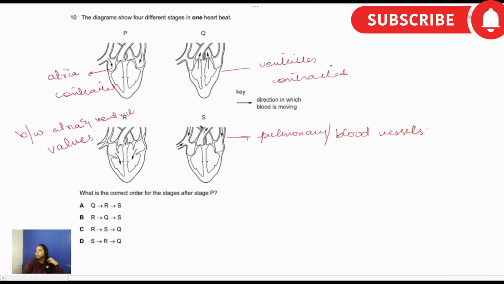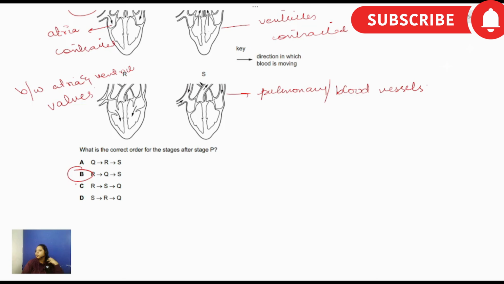So what is the correct order for the stages after stage P? If this is the first phase, what would be the second phase, the third stage and the fourth stage? Yes, so the atria contract and the valves open and the blood moves into the ventricle. Then the ventricle contracts and blood moves into the blood vessels, mainly the aorta or the pulmonary artery. So it would be B. Okay, let's move to the next one.